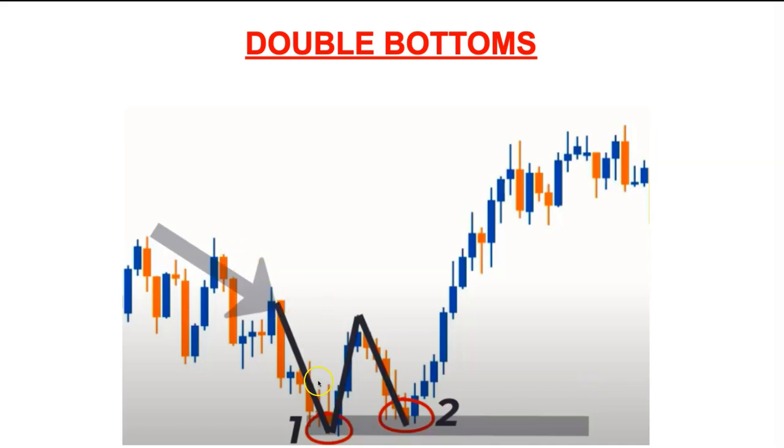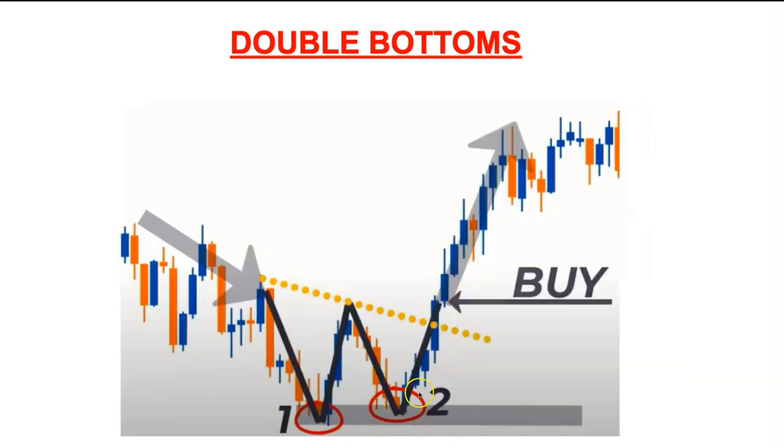Usually speaking, there's a decline, a push up, and a push down. Sometimes the second low is at the same level, sometimes it's just below with a wick, and sometimes it's slightly higher up. The main point is there's usually two lows.